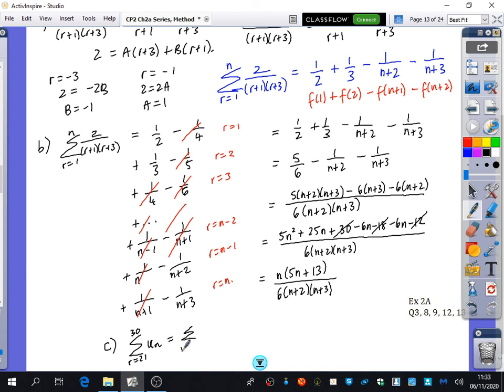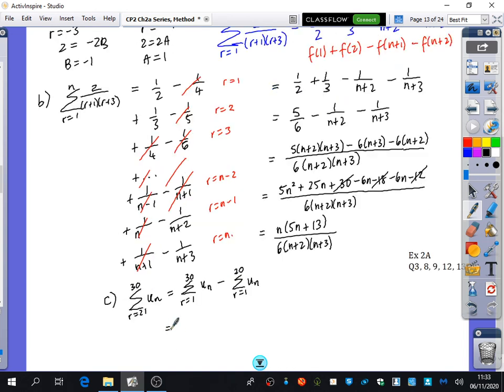We know that that's going to be from r equals 1 to 30 minus from r equals 1 to 20. Good, because we want it to start at 21. So all you're going to do is literally just substitute 30 into this formula and 20 into this formula and subtract them. So that would be 30 times 5 is 150, so it's 163, divided by 6 times 32 times 33, minus 20 times 113, over 6 times 22 times 23, and just type it into the calculator.